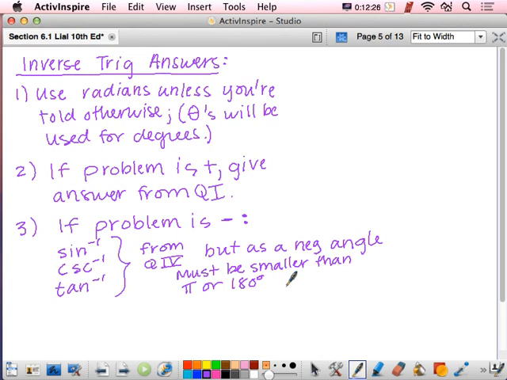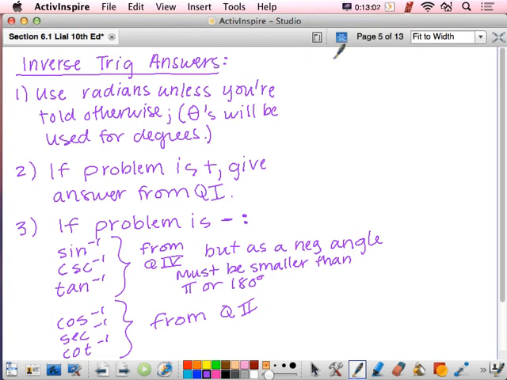Okay? Now the other one's easier. If you're dealing with inverse cosine, inverse secant, or inverse cotangent, just give your answer from quadrant 2 as you normally would from the unit circle. And that's only for negatives. Everything else is going to come from quadrant 1. So we'll pause right there, make sure everybody has those notes taken, and see if you have any other questions yet.